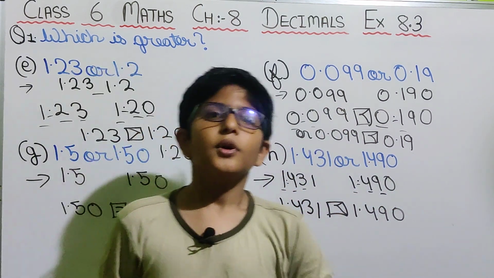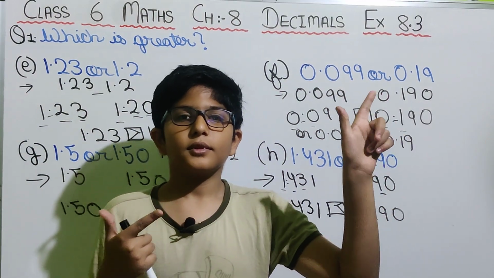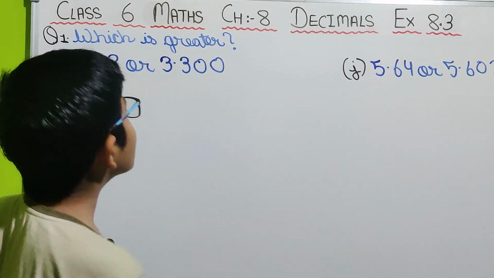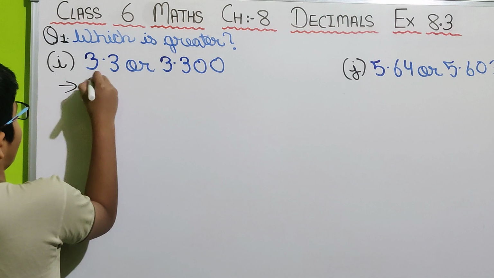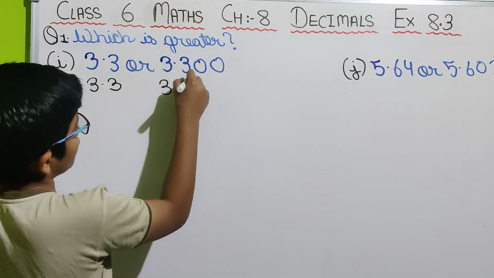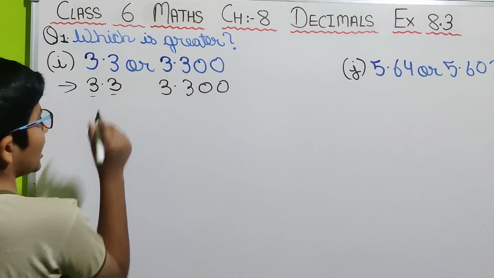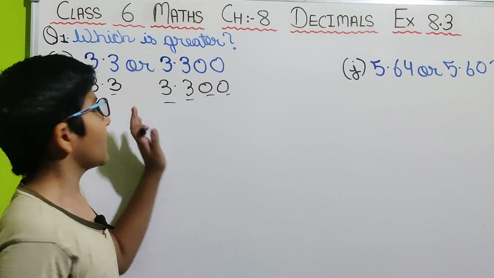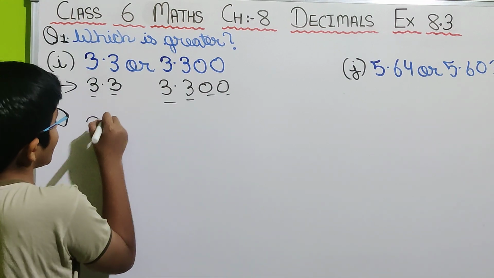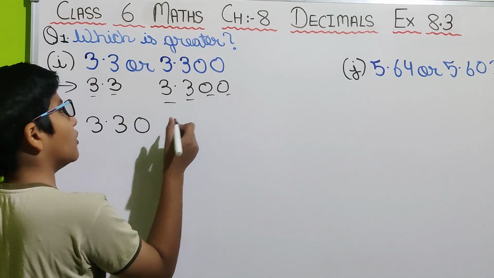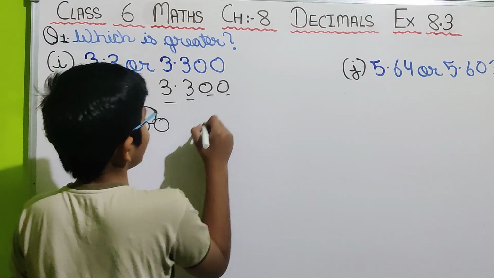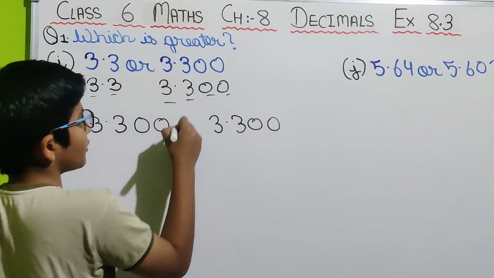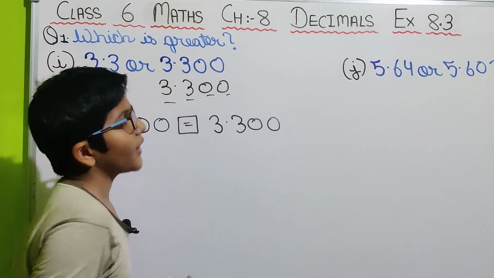So now let's move to the I part: 3.3 or 3.300. Here how many digits? 3.3 has 1 digit after the point and here 3.300 has 3 digits. So first we have to make both the same. So we add zeros to 3.3 to make it 3.300. Now both came equal. So which is bigger? Both are equal. So the equal sign will be the answer.